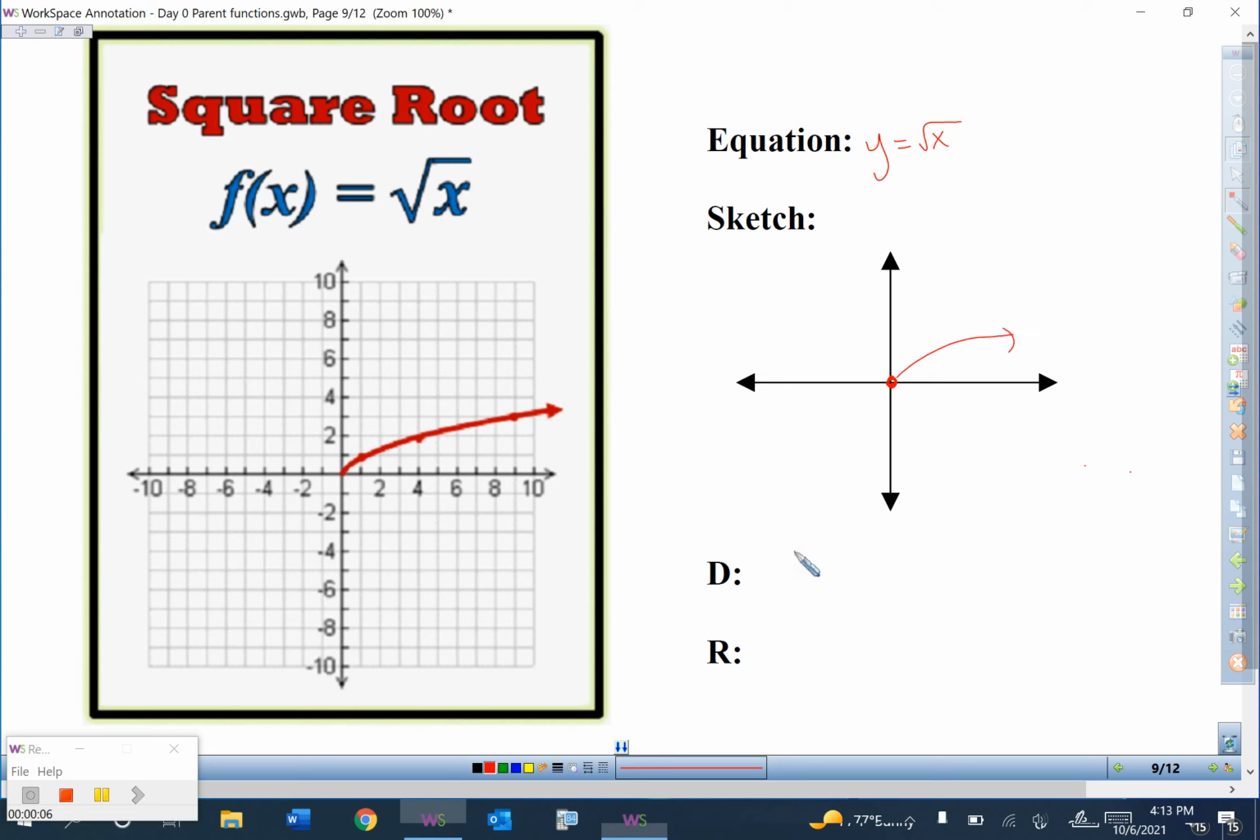Our domain starts at 0 included, and then goes to infinity. Same thing with the range. Lowest value we see is 0, goes to infinity from there. Go ahead and write that 0, 0 again. All of these points or asymptotes that we've been putting on these graphs are going to be important when we talk about sketching graphs based on transformation.